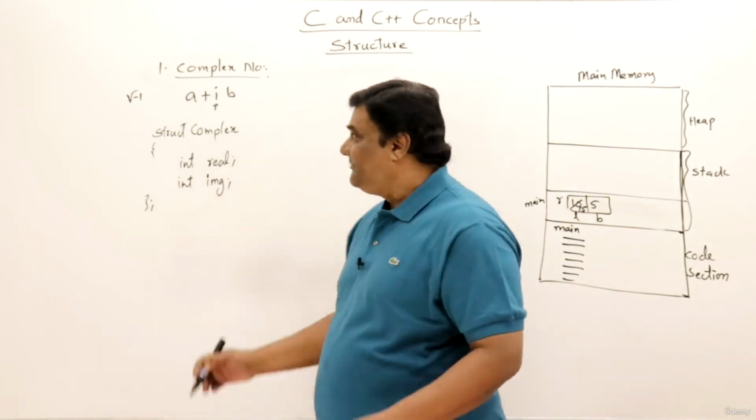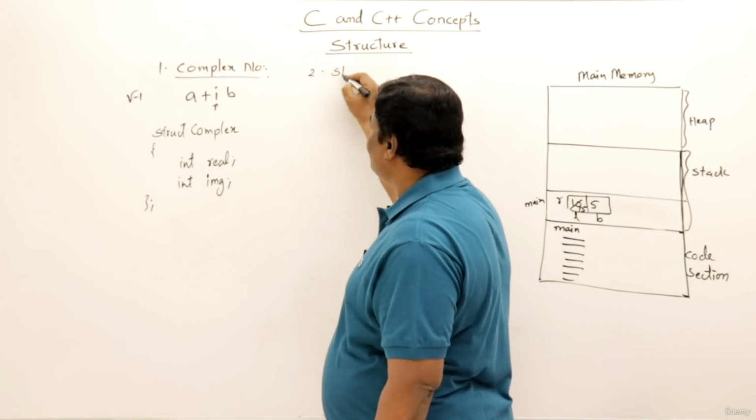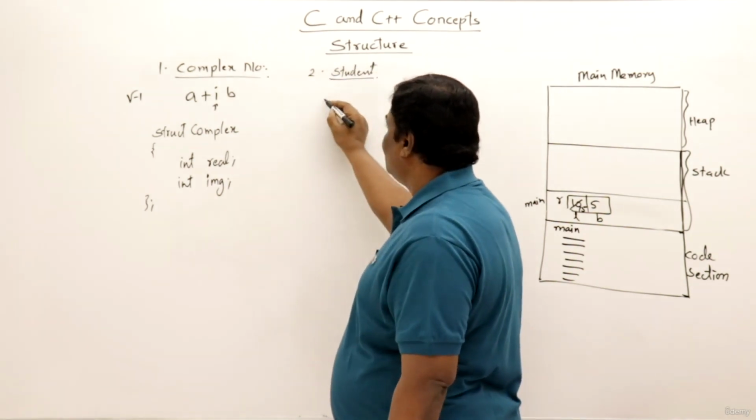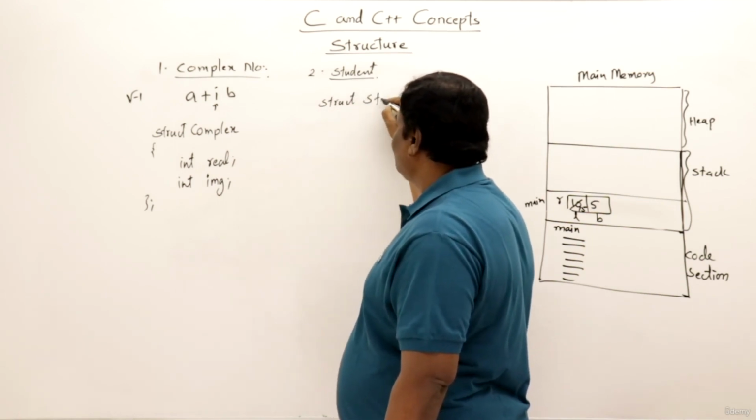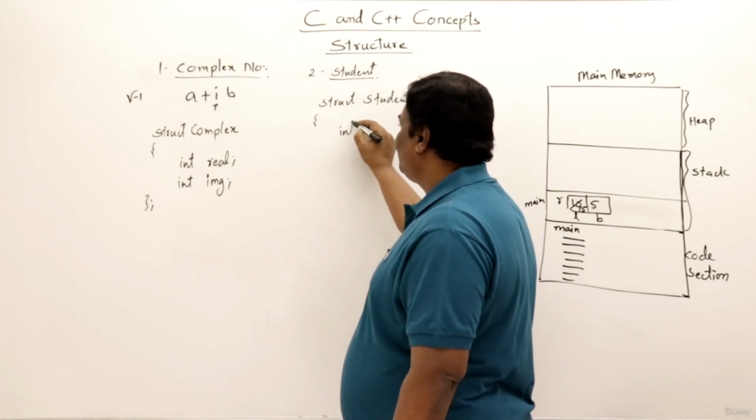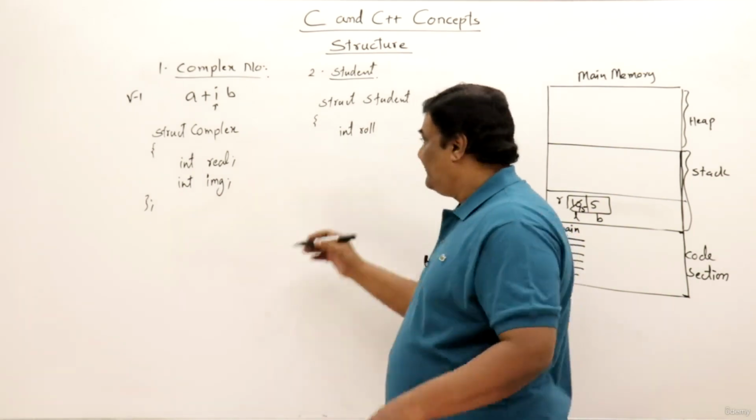Next, the second example, I'll take an example of a student. Suppose your program is dealing with students' information. For a student, we can define a structure. A structure for a student may contain the details of a student. Let us say I want to store the roll number of a student, and suppose a roll number is integer type.